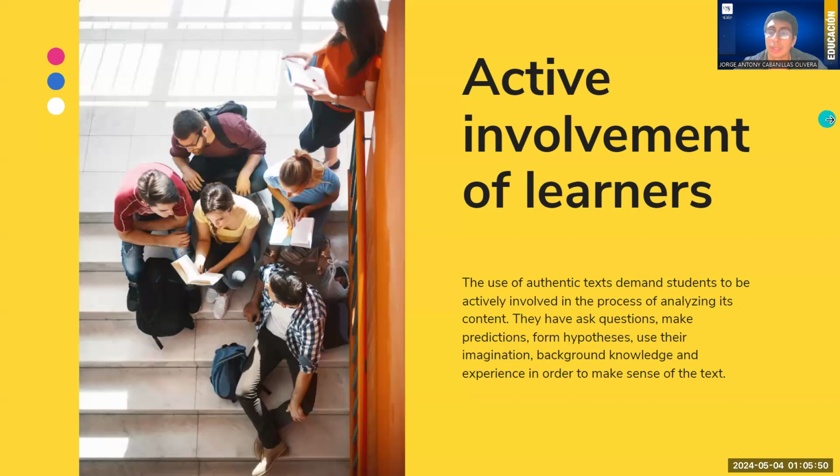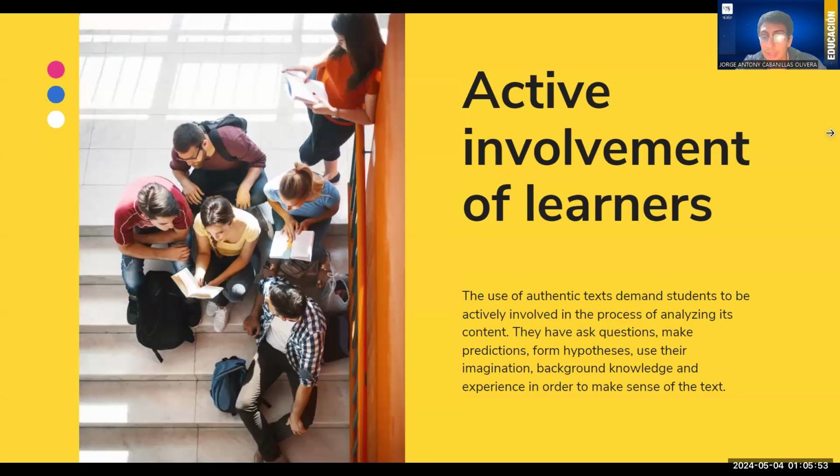Okay, the next part is active involvement of learners. Now, the use of authentic texts is more effective because they demand that students be actively involved in the process of reading, so that they can analyze its content. They have to ask questions, make predictions, form hypotheses, and use their imagination, background knowledge, and experience in order to interpret or make sense of the text.